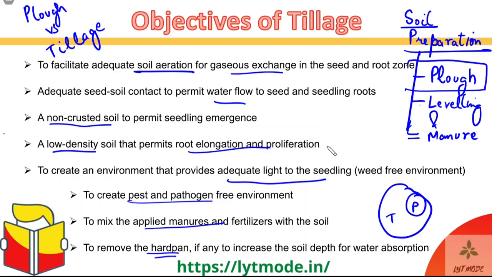So all of these are the objectives of tillage. Of course, you should remember them, because there have been multiple choice questions which have been asked, like which of the following is an objective of tillage, which of the following is not. Especially, soil aeration and the removal of the hard pan and non-crusted soil. These are very important. You should know. Of course, the water flow is also important. So you should know all of these points.